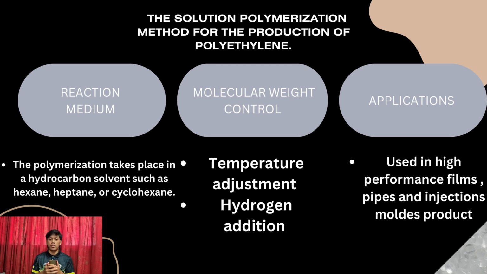Firstly, reaction medium. The polymerization takes place in a hydrocarbon solvent such as hexane, heptane, and cyclohexane. Then, molecular weight control. There are two methods of molecular weight control, that is temperature adjustment and hydrogen addition. High temperature can cause reduced molecular weight, and hydrogen addition acts as a chain transfer agent and can reduce molecular weight. Next, applications. Used in high-performance films, pipes, and injection molded products.